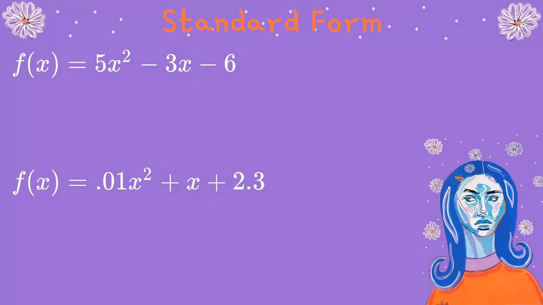So here, an a value of 5 tells us that it's opening up and is stretched because it's bigger than 1. The c value of negative 6, because it would be plus a negative 6, tells us that we have the y-intercept. x is 0 at all y-intercepts, so it's (0, -6).